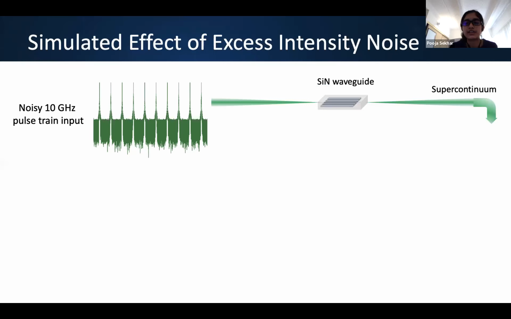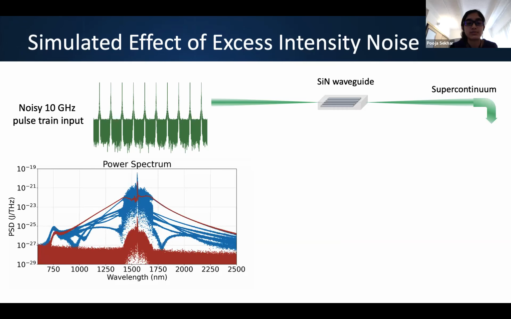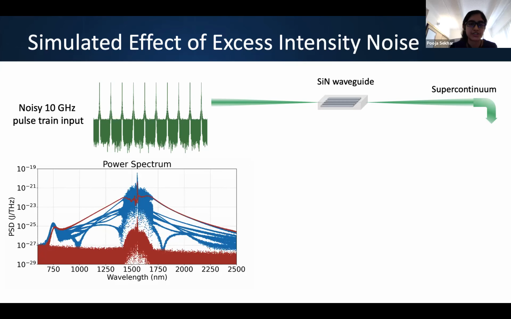This coherence degradation in the presence of excess noise can actually be modeled by using a noisy 10 gigahertz pulse train as input to our simulations. So this is constructed by having a 10 gigahertz pulse train with random noise added in the form of shot noise and amplified spontaneous emission that we measured experimentally. And this is given as input to our silicon nitride simulations. And the small video shows how the noise between the comb lines grows during this process of supercontinuum generation.